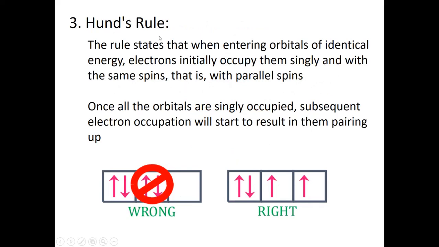And then for the Hund's rule pula, the rule states that when entering orbitals of identical energy, electron initially occupy them singly and with the same spin, that is with parallel spin. Once all the orbitals are singly occupied, subsequent electron occupation will start to result in them pairing up.